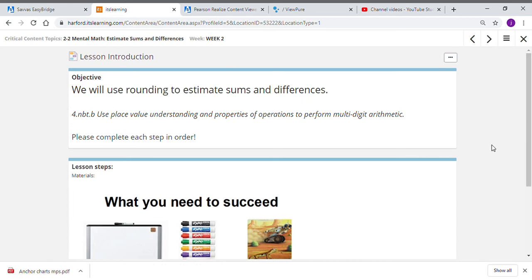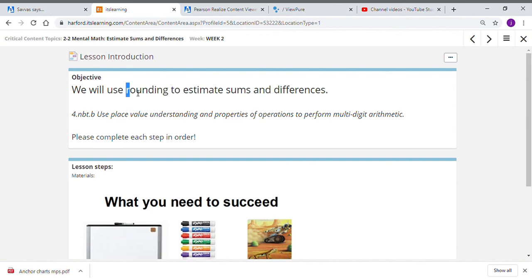Hello mathematicians, and today we are going to be using rounding to estimate sums and differences. So we practiced this a little bit last week, and we're going to make sure that we know this moving forward. So again, looking at this objective, I want to break it down so you know what we're doing, because there's a lot of math words here.